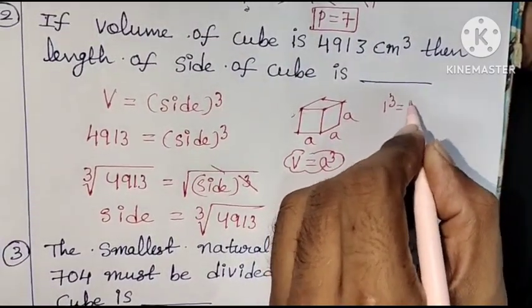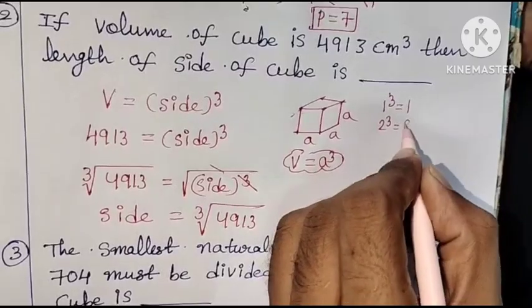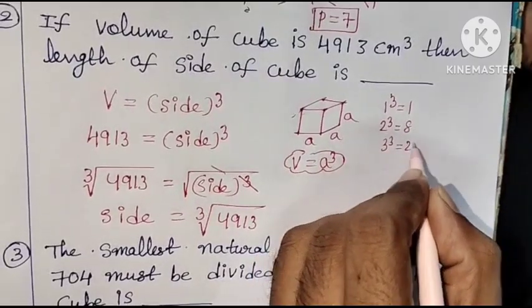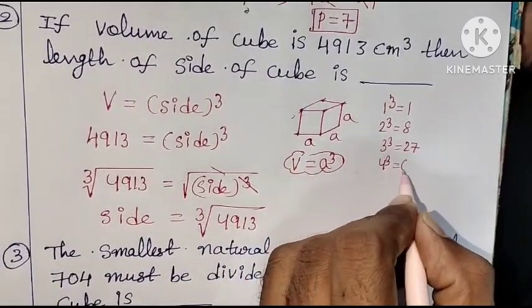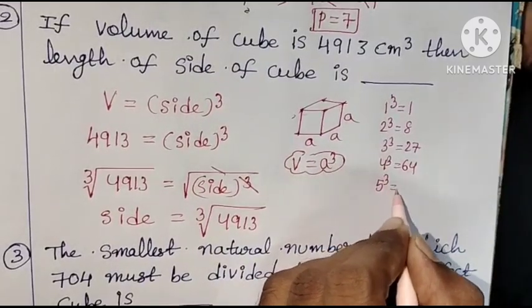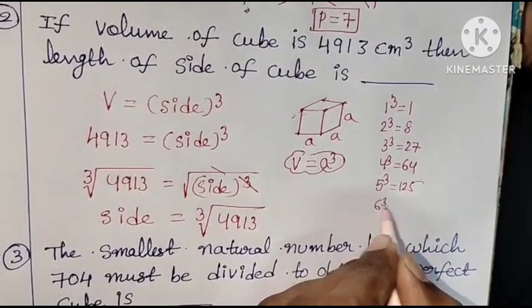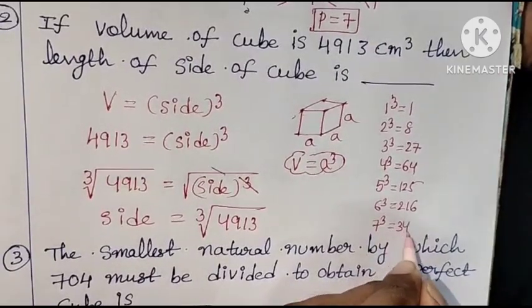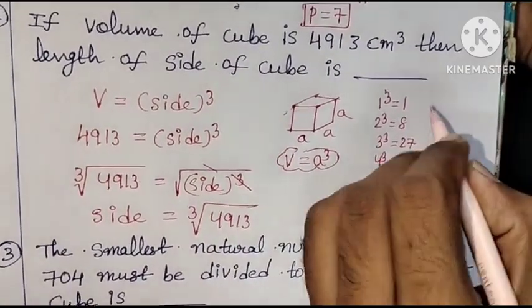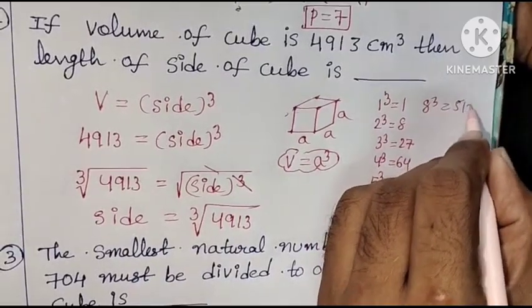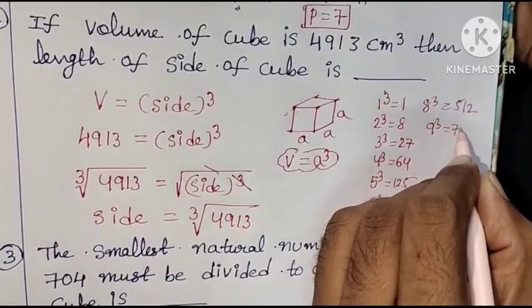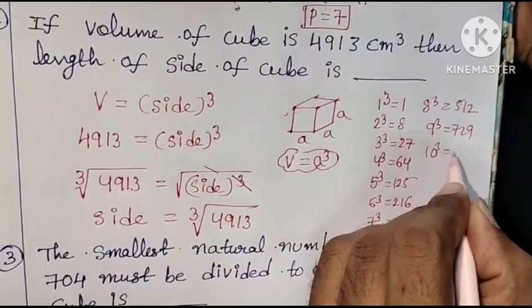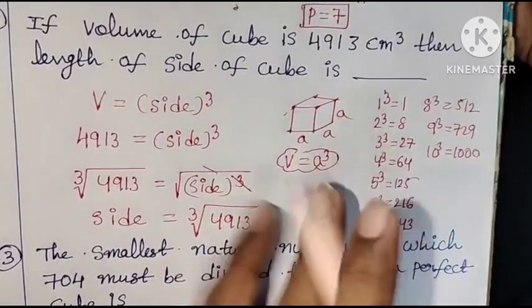See, 1 cube, 1, 2 cube, 8, 3 cube, 27, 4 cube, 64, 5 cube, 125, 6 cube, 216, 7 cube, 343, next 8 cube, 512, 9 cube, 729, 10 cube, 1000. So up to 10 cube we have to write.